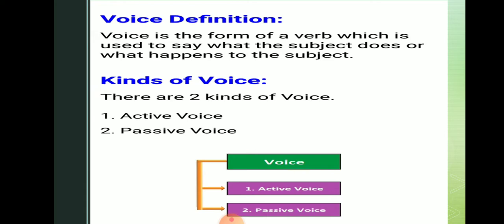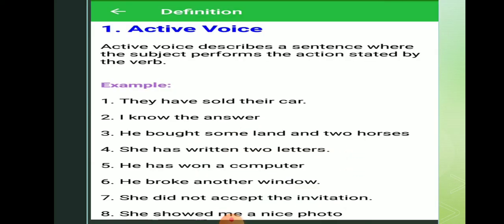Now let me begin with the voice definition. Voice is the form of a verb which is used to say what the subject does or what happens to the subject. So that is the definition of voice. It is going to entirely speak about the verb and not other parts of speech. Now kinds of voice are of two types. They are active voice and passive voice. You already know this. You have learned it in your lower classes, and this is the diagrammatic representation.